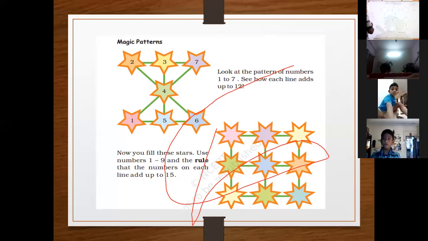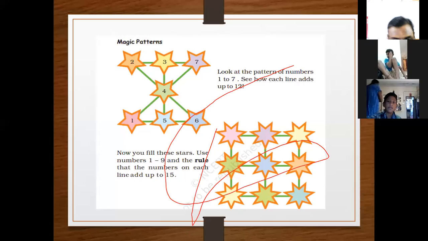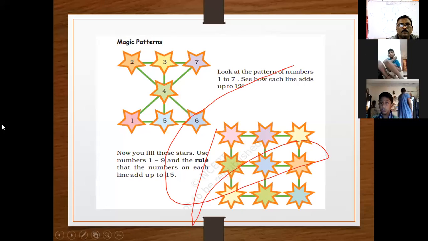Unmute all. Who is doing this drawing? Huh?